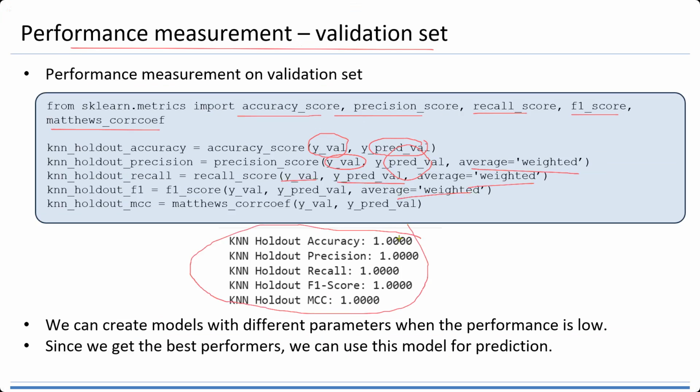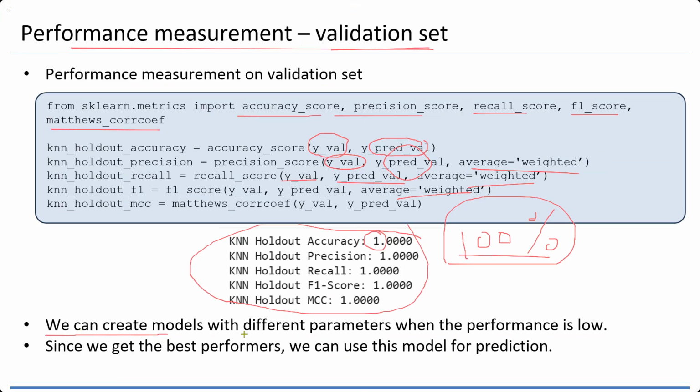Okay, with the KNN, the result is very good. 1 means 100%, so it means this is perfect. The model can predict the data on the validation set 100% correct.